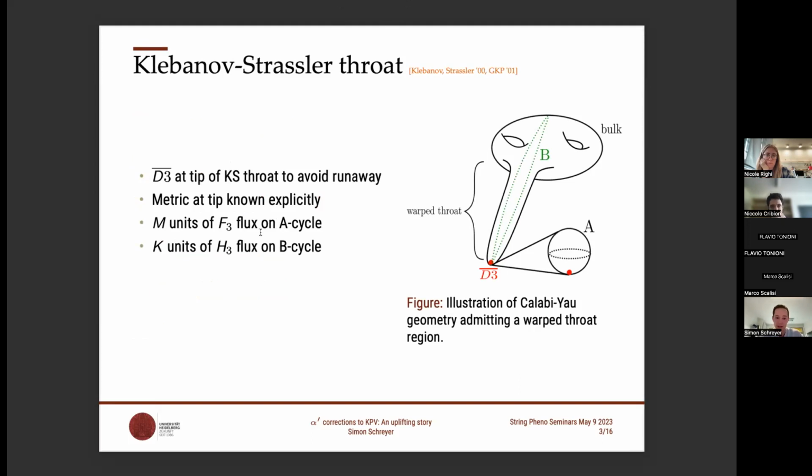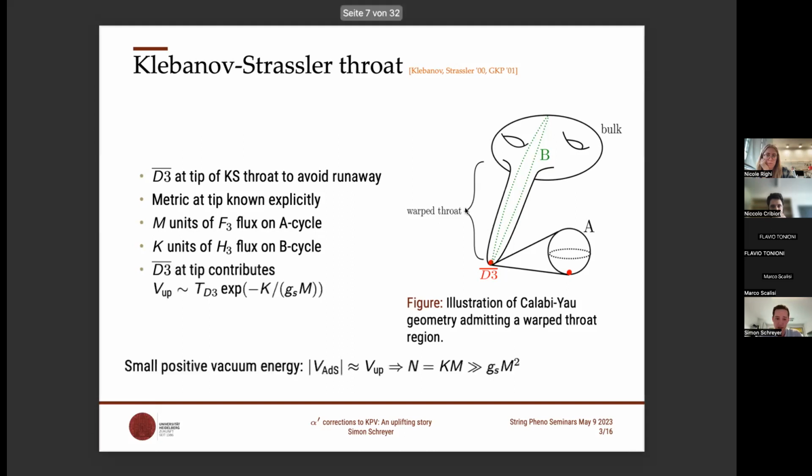three cycles: an A cycle on which we can put M units of F3 flux, and a B cycle, which extends over the entire geometry, on which we can put K units of H3 flux. Then the anti-D3-brane contributes its tension, and due to putting the anti-brane at the tip of this KS throat, there's also an exponentially small warp factor, which we can achieve when we tune K and g_s M appropriately.